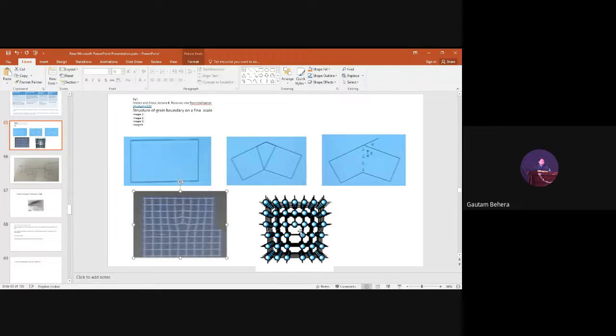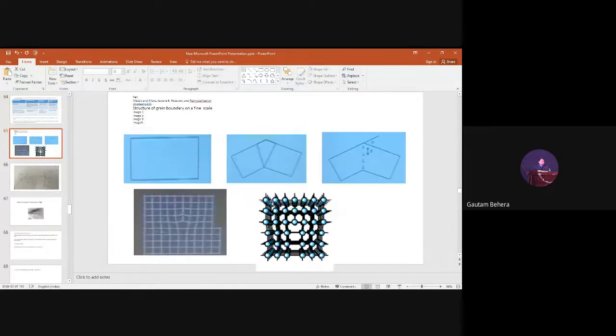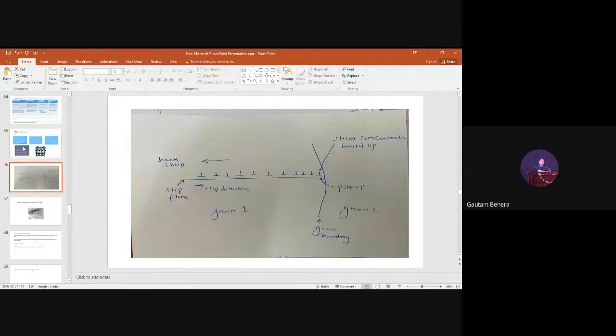Now you people understand why the grain boundary is an easy diffusion path. Have you understood now? Is it okay up to this? So you have to write this one: how grain boundary is an easy diffusion path. Right? Okay, anyways, let us move.